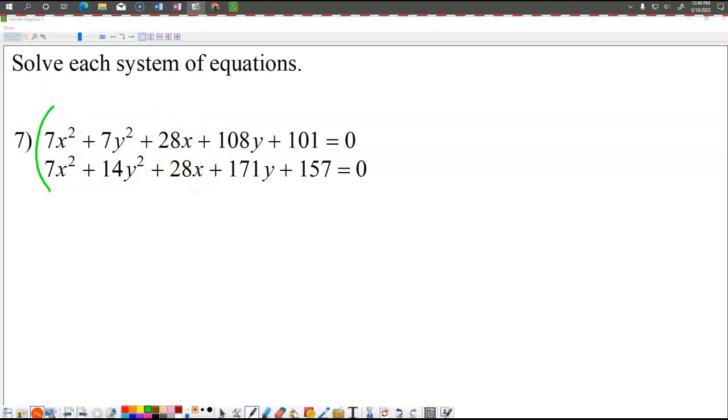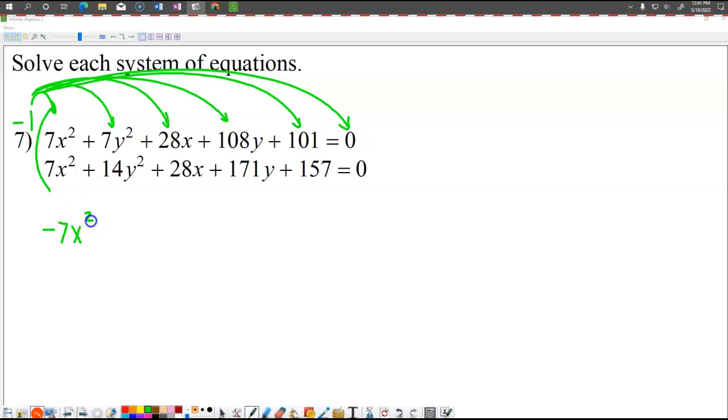So what I'm going to do is I'm going to multiply the top equation by a -1. And that's going to change all the signs. That way, when I add downwards, the x's will cancel out. So now the top equation looks like this. The bottom equation is not changing.